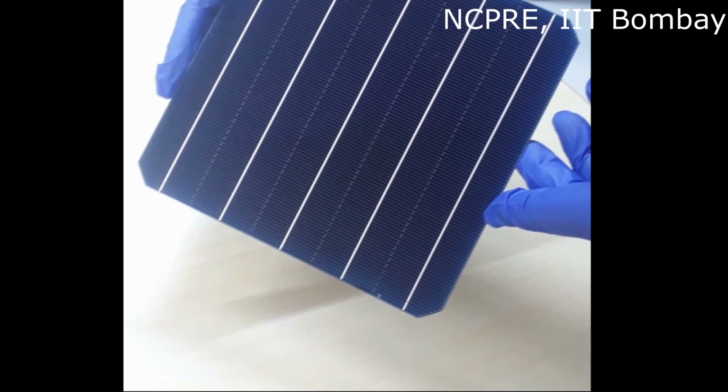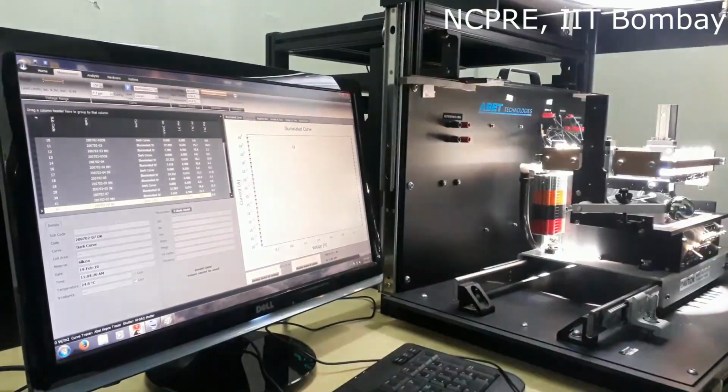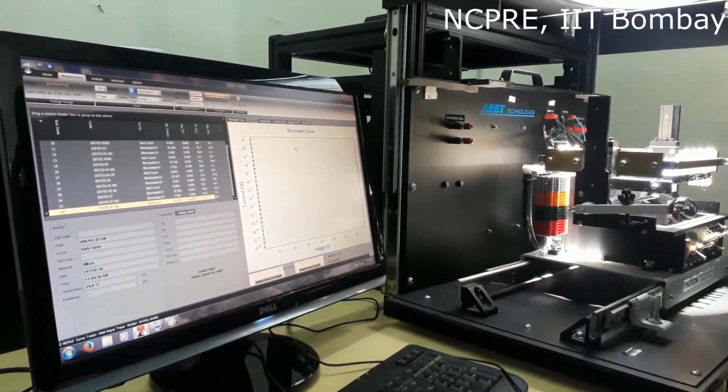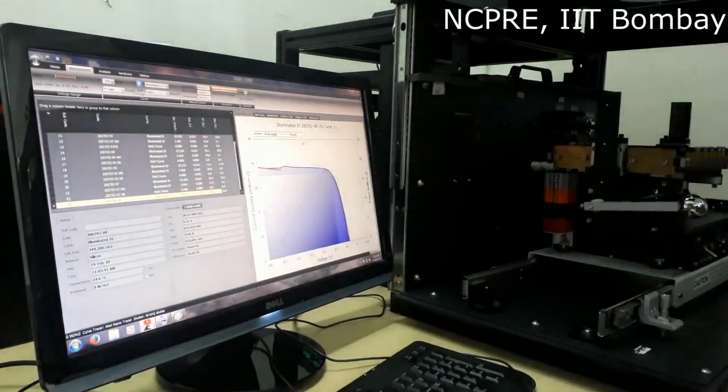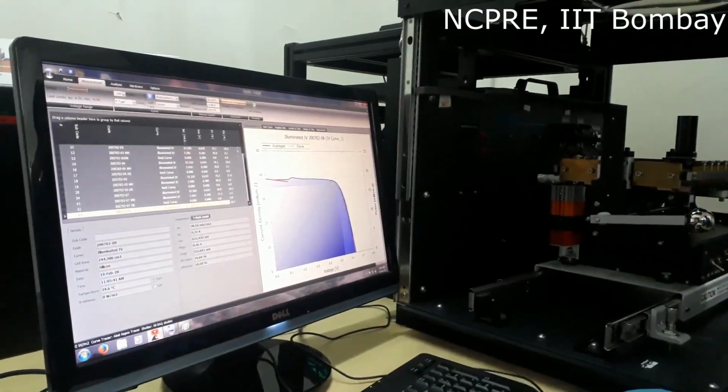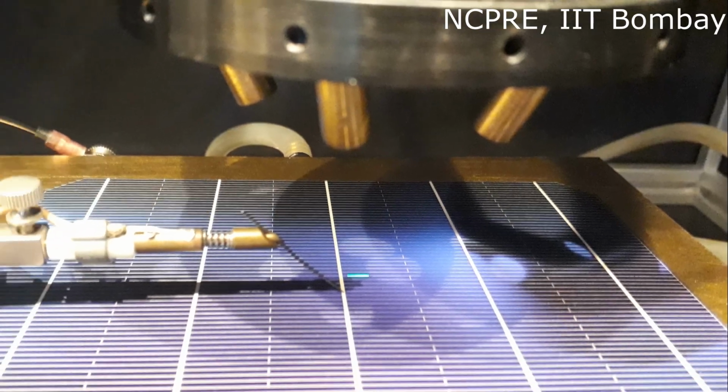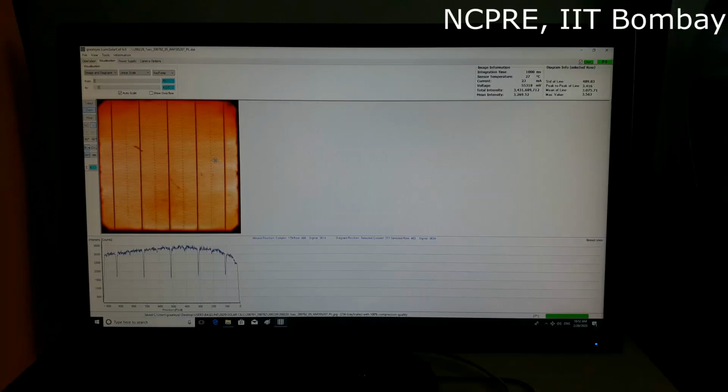Now the cells are ready for testing. The current and voltage are measured by a solar simulator. It is called so because the incident light is similar to that of the sun. Many other characterizations of the cells are done to find the quality of the cell.